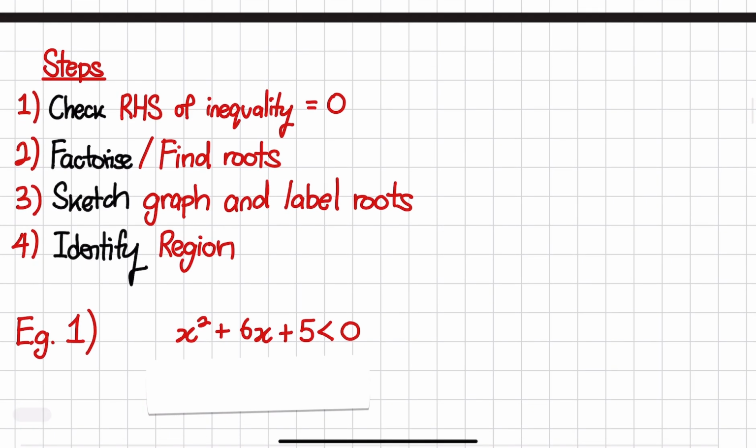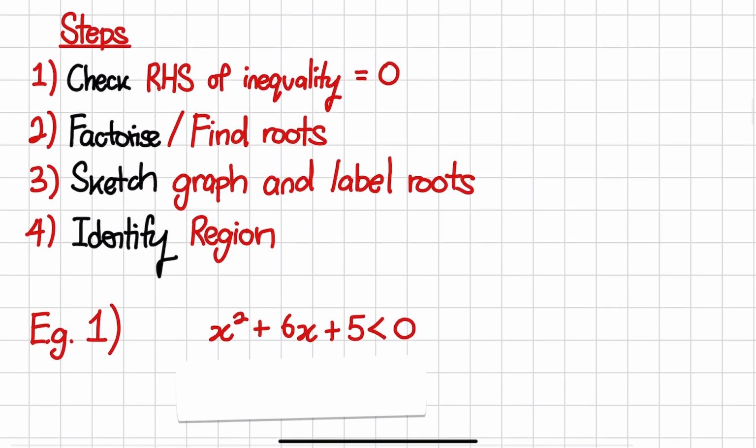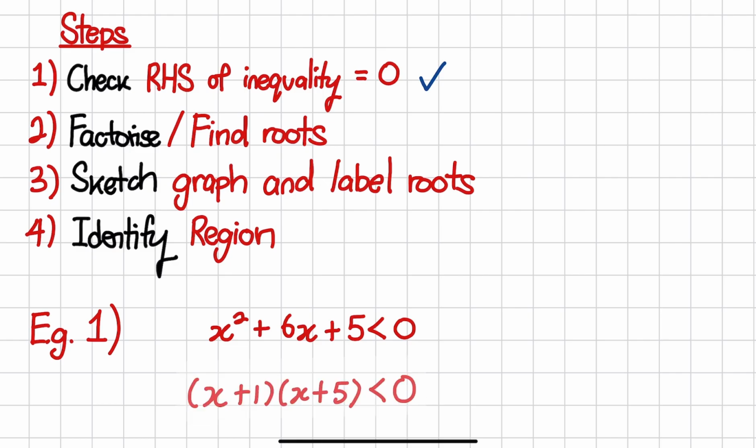So let's look at an example, recalling the steps over here. Let's look at example 1. Imagine if I have this quadratic inequality over here. Step 1, I check that the right hand side is equal to 0. So step 1 done, check. I can put a tick beside over here. Once I've done that, I move on to step 2, factorize. So next step, I factorize my quadratic expression into this form over here, x plus 1 times x plus 5. That is step 2 done.